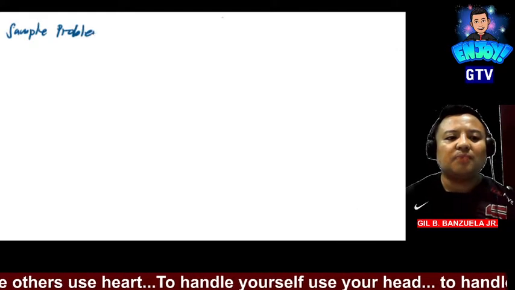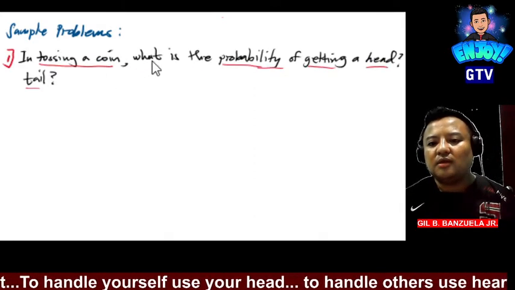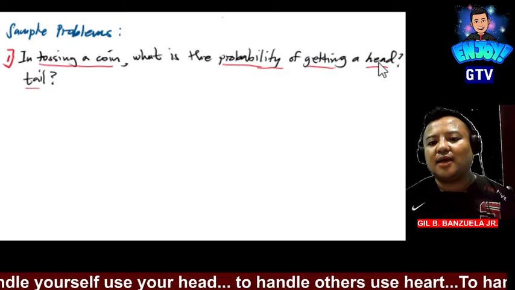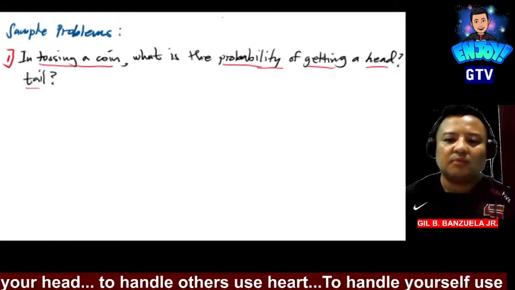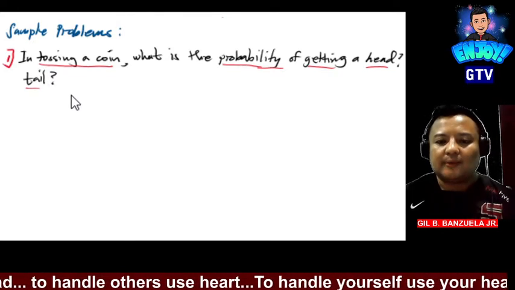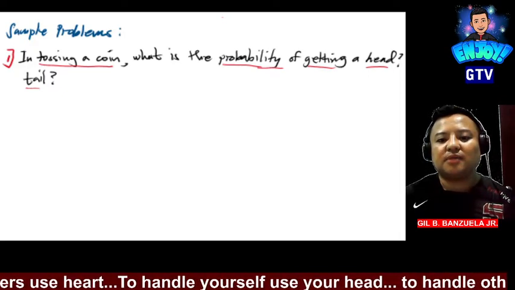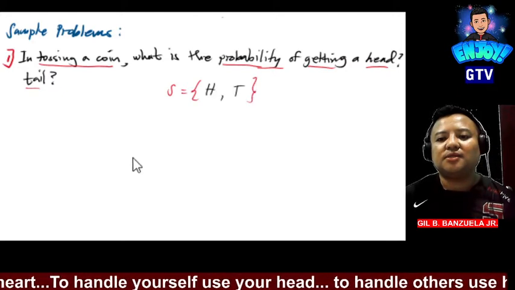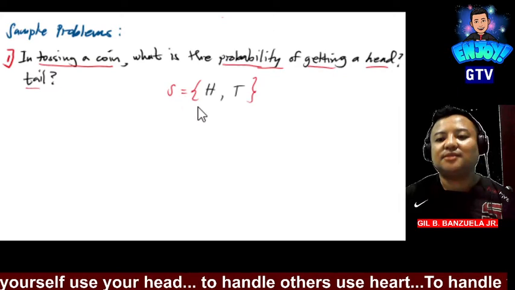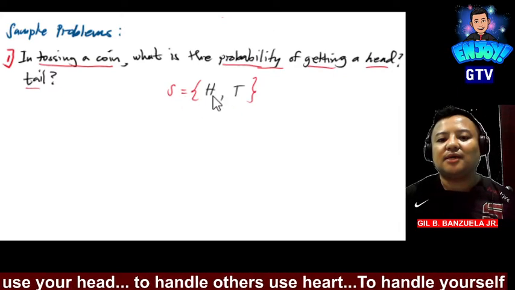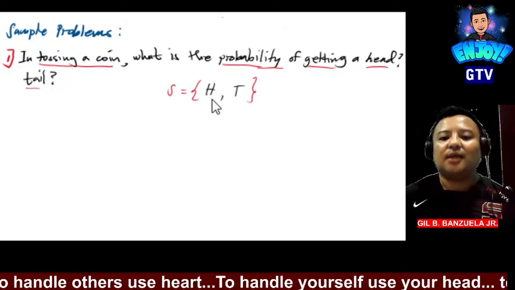Let's have some sample problems. So, for number 1, in tossing a coin, what is the probability of getting a head? How about a tail? So, in dealing with this problem, it is very important to visualize. Alright? So, we have to write the sample space automatic. So, the sample space is denoted by small letter S, followed by an equal sign, of course, the brace, and the elements that is expected to happen in tossing a coin. And these are the head and a tail.